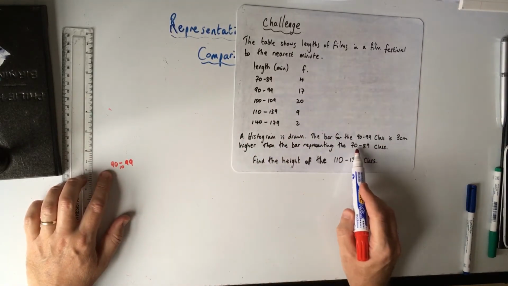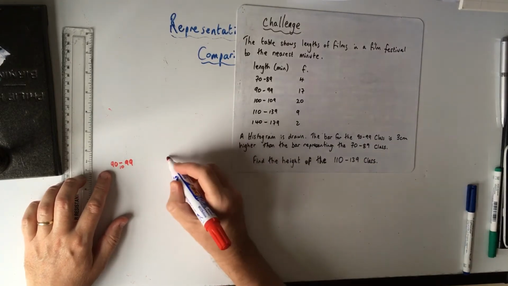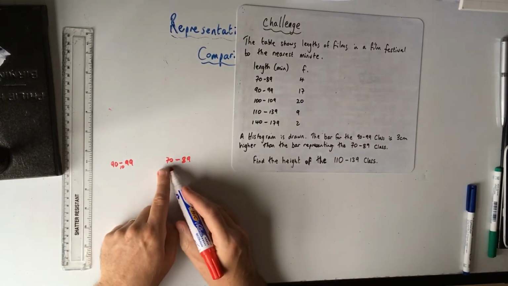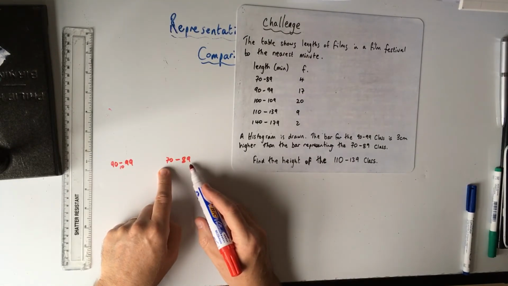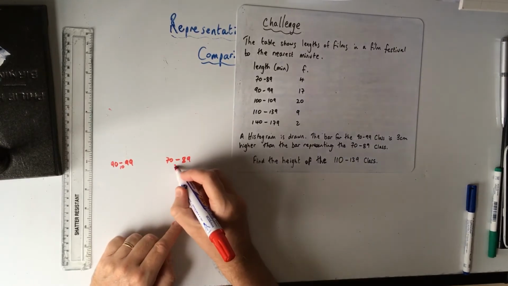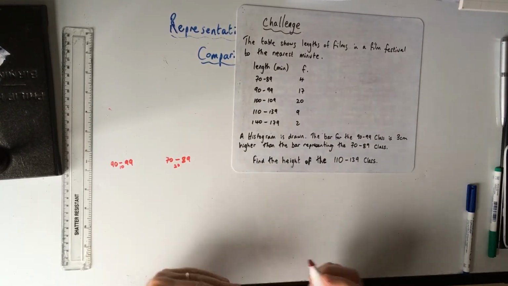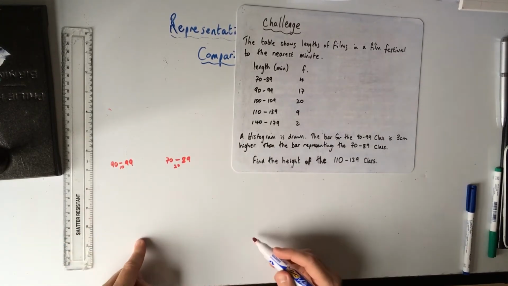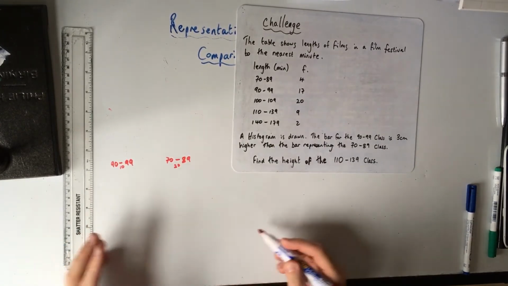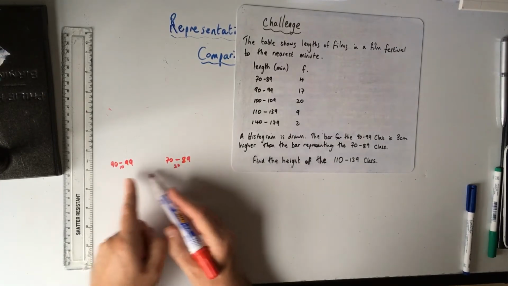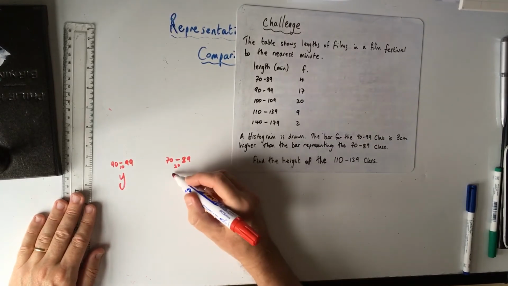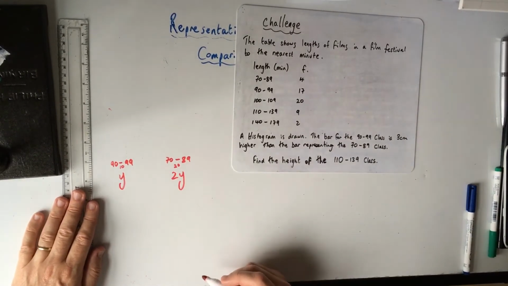The 70 to 89, okay, that's from 69.5 because they've been rounded up to 89.5. So that has a class width of 20, doesn't it? However, it's on a scale thing, so although it's 10, it doesn't mean they've drawn it 10 centimetres long. You don't know how long that is. We do know that this is twice as wide as that one, okay? So let's call that a width of y and that a width of 2y.